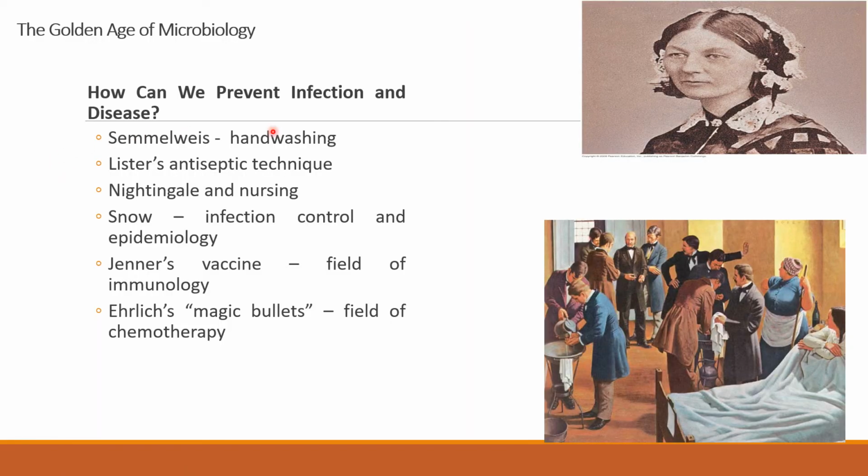Even disease prevention, the prevention of infections, was very well studied. Semmelweis talked about hand washing. Lister came up with antiseptic techniques. Nightingale worked on nursing. Then Snow talked about infection control and epidemiology. We all know about Jenner's vaccine. He contributed a lot to the field of immunology and vaccination. Ehrlich talked about magic bullets in the field of chemotherapy.